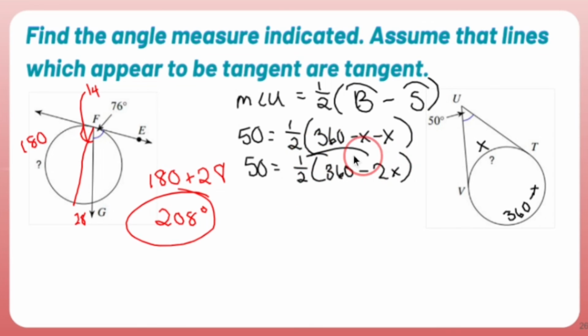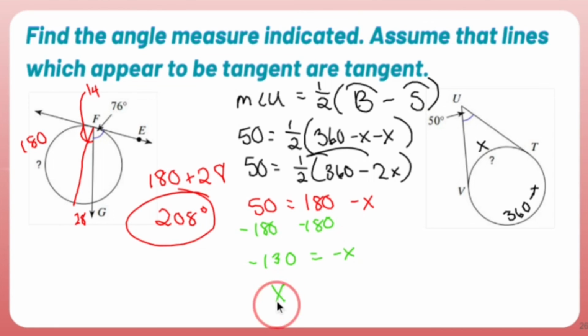Let's distribute that 1/2. So 50 is going to equal 180 minus X. If I subtract 180 from both sides, which I'm doing right now, I get negative 130 on the left. That's going to equal negative X. And if negative X is negative 130, then positive X is positive 130, which means the question mark for this one is 130 degrees.